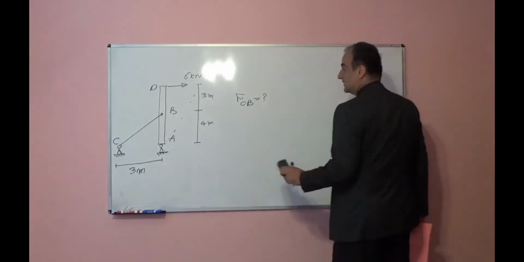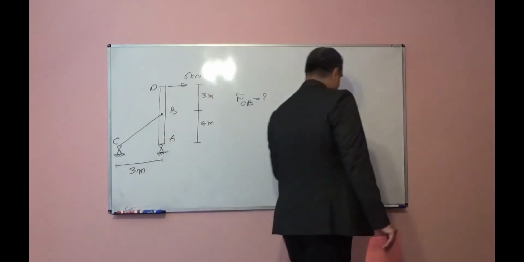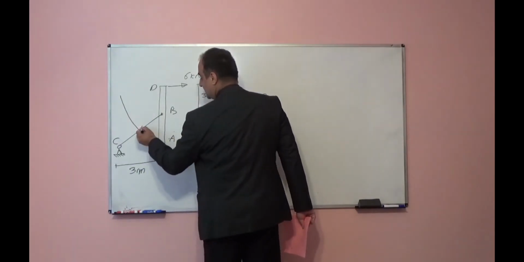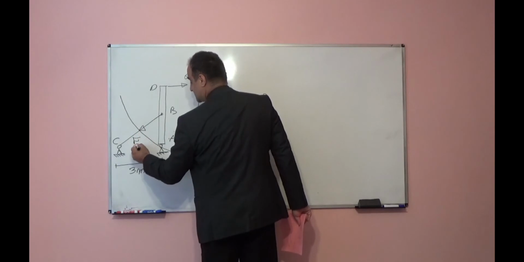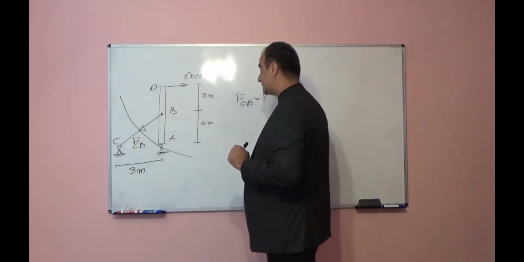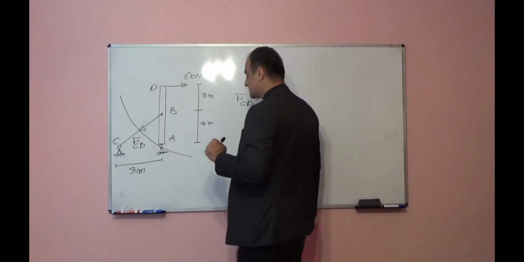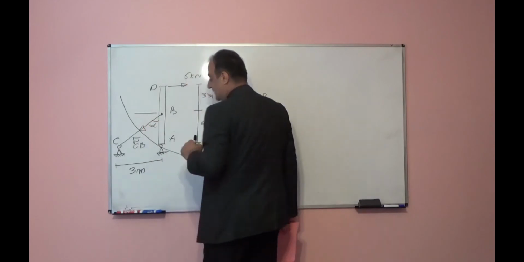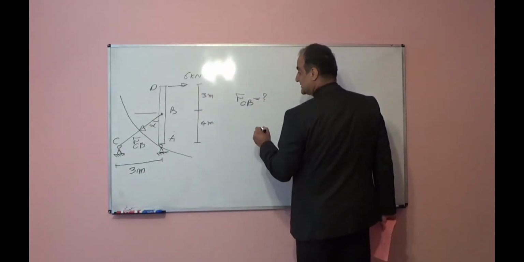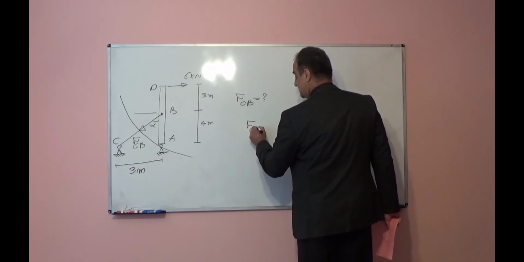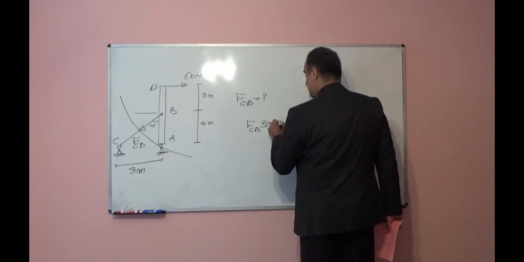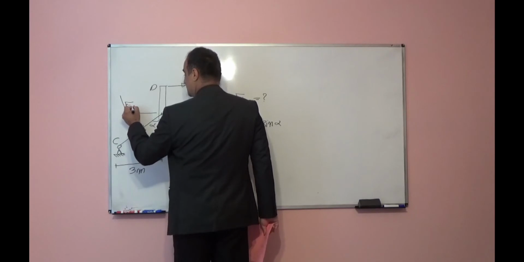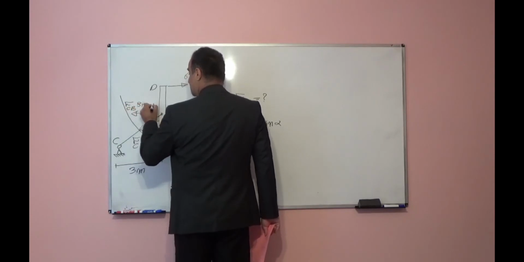In order to find internal force in that cable, I can cut like this and draw free body diagram. So I will release this force FCB. Now that is tension force, and if this angle is alpha, in that case I can write FCB sine alpha. It will be component of this force in this direction, FCB sine alpha.